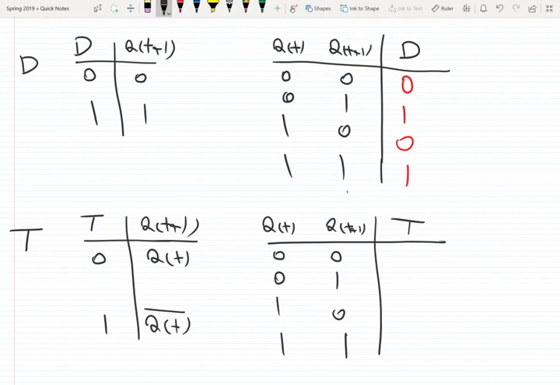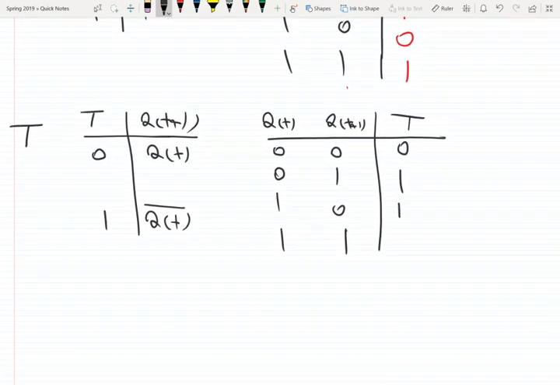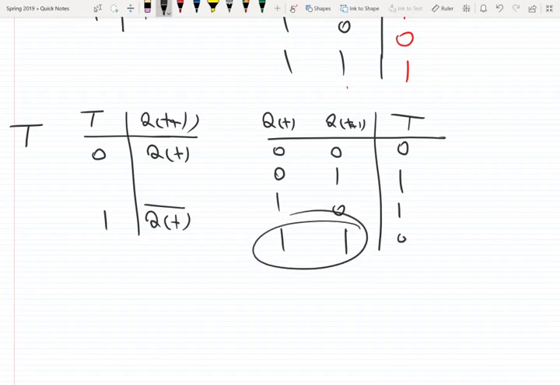Any idea? Yes, because there is no change. When there is no change, t should be 0. What about the second one? 1 because there is a change. What about the third one? Again 1 because there is a change. What about the last one? Of course, 0 because there is no change.